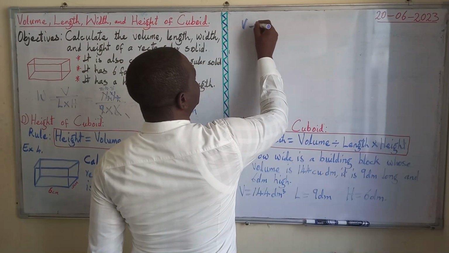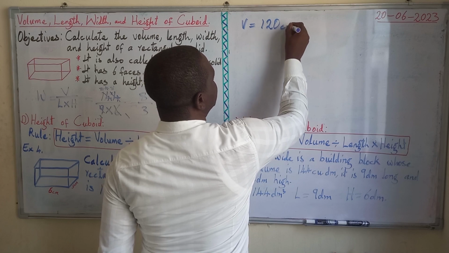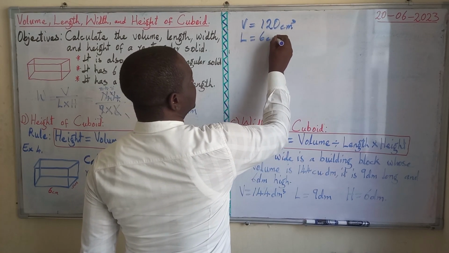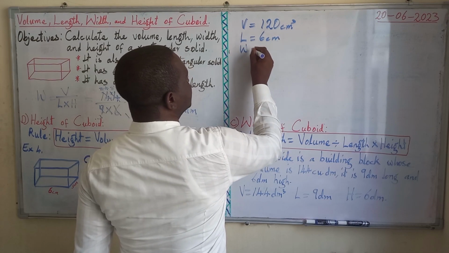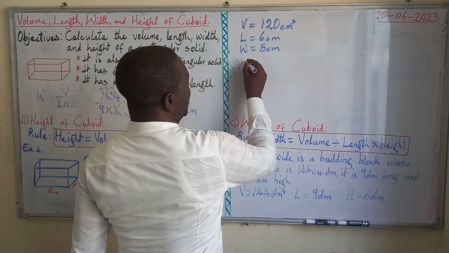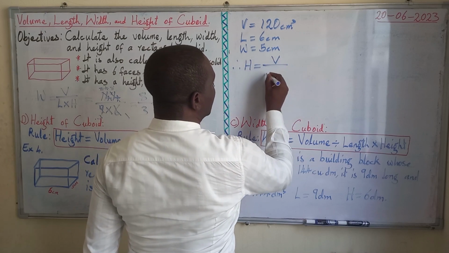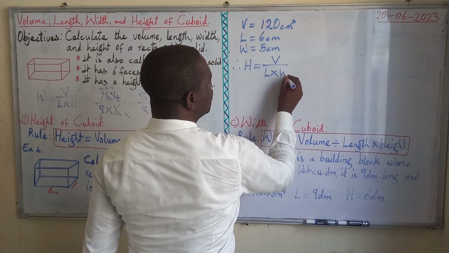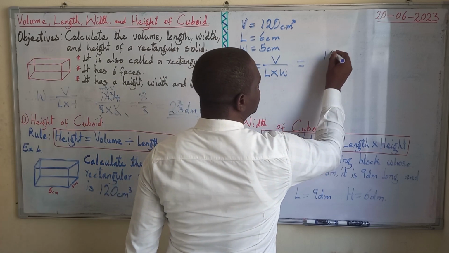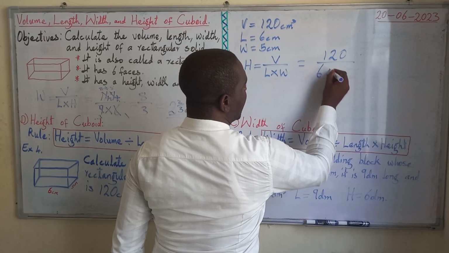Volume has been given as 120 centimeters cube. Length given as 6 centimeters. And the width has been given as well, 5 centimeters. Therefore, height h will be equal to volume divided by length times width. And if we substitute this, it's going to be volume 120 divided by length 6 and the width 5.